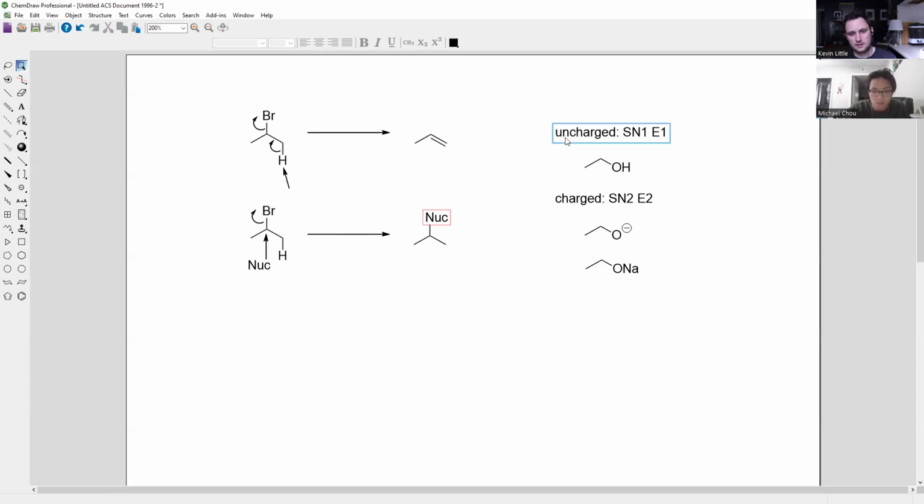The uncharged ones happen in two steps. So instead of something like this, you would see something like this, where that doesn't happen yet. We get the first step with the bromine leaving, forming a carbocation, and then the nucleophile attacks.